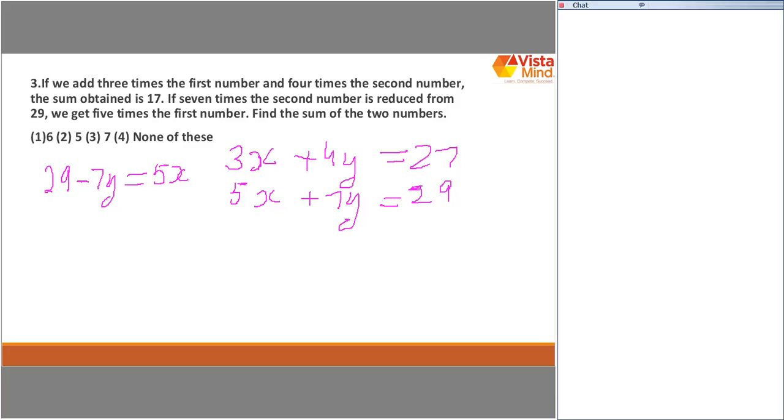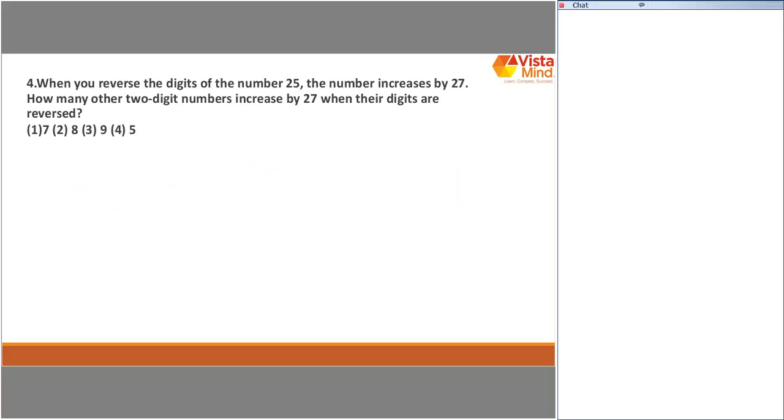So the sum is 7. On solving them, how to solve them? Multiply this with 5 and multiply this with 3. Get the value of y, then get the value of x. Tell me what is the value of y we are getting? The value of y is 2, and the value of x is 3. So now the sum of the two numbers will be 2 plus 3. Is that okay? It was basically a question of making the equation, not anything very tough in that. Giving you the next question.